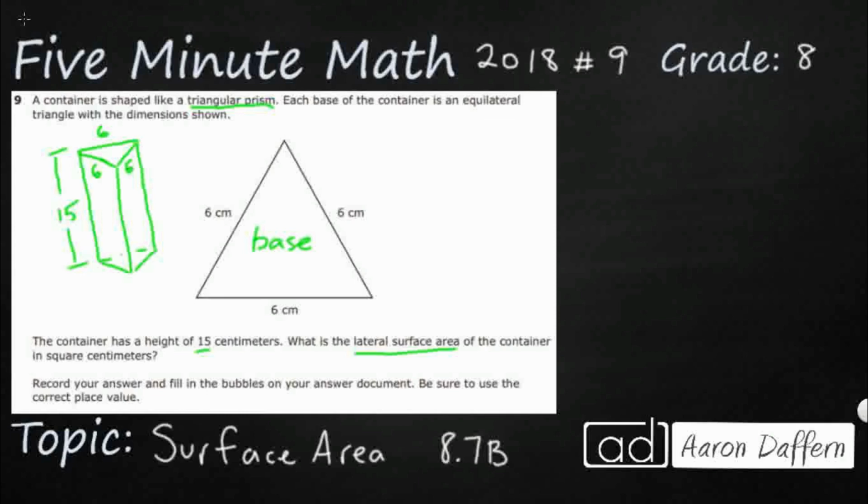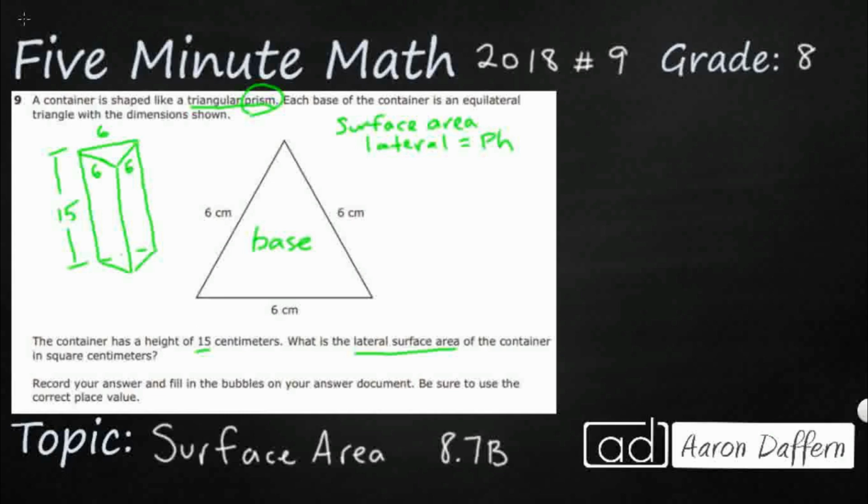All right, so we need to find the lateral surface area. Well, how do we find the lateral surface area of a prism? Because this is a triangular prism. Well, if we go to our mathematics chart, we're going to see that it's pretty clear. If we're looking for lateral, we are simply looking at the perimeter times the height.